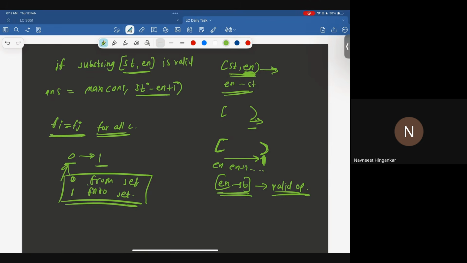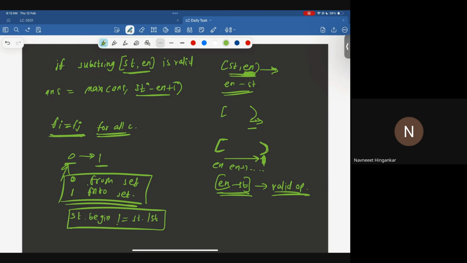So if your set begin is not equal to the set's last element, then it is not valid, else it is valid. Another thing would be, is everyone getting what I have written here? Please ask if you are not understanding anything.